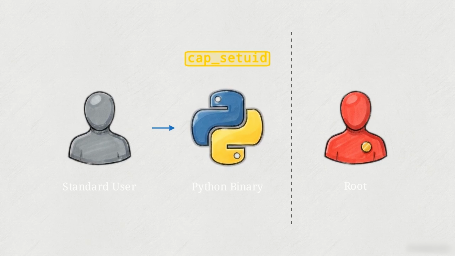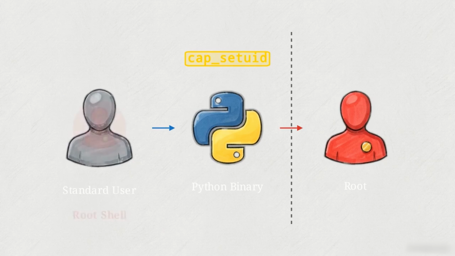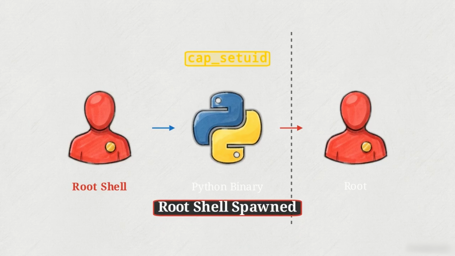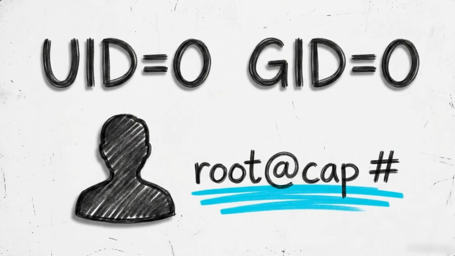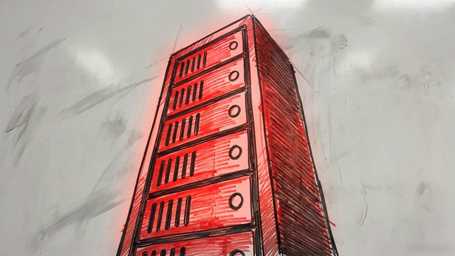We instruct Python to set its user ID to 0, the number for root, and launch a new shell. The command executes without throwing any errors. The standard $ sign on the terminal prompt vanishes, replaced instantly by the words root at cap, followed by a hash mark. We now completely own the target machine.